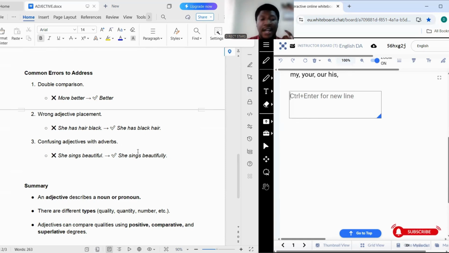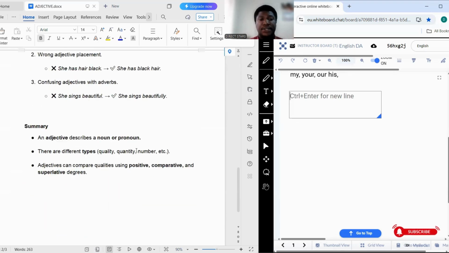So in summary, adjectives describe a noun or pronoun, and there are different types. And we can also compare adjectives in the positive, comparative, and superlative forms.